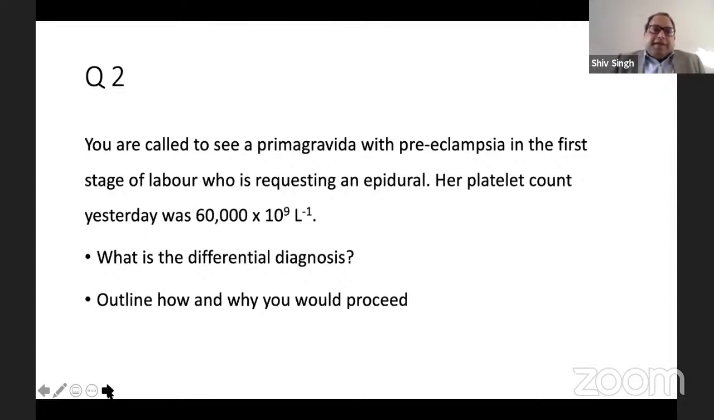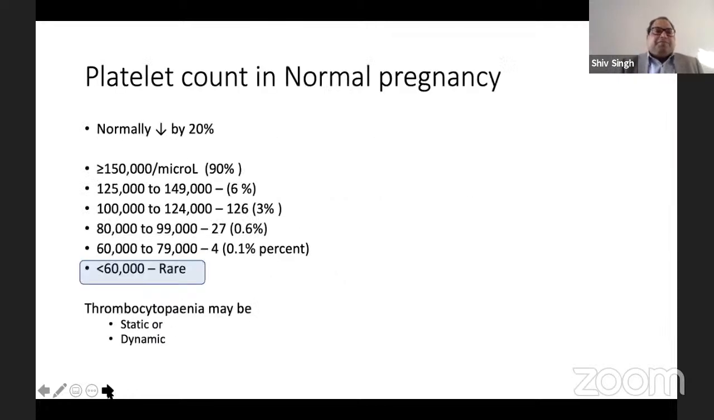The second question of the day: you are called to see a parturient with preeclampsia in the first stage of labor, and she's requesting an epidural. And then you look at her platelet counts when you're doing the examination and investigations. The platelet count is 60,000, but that was last night. So what are your differential diagnoses? And outline how and why you would proceed. Or would you proceed?